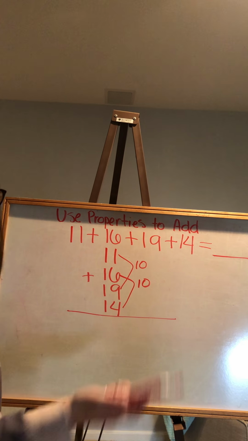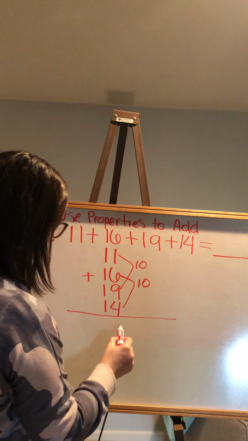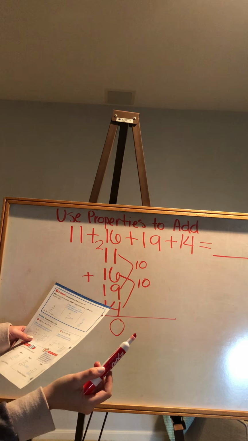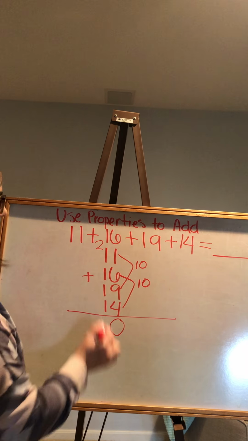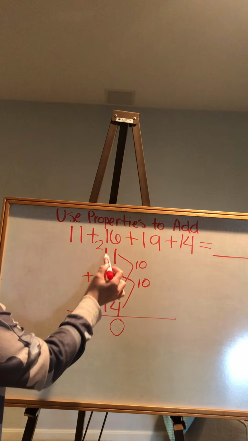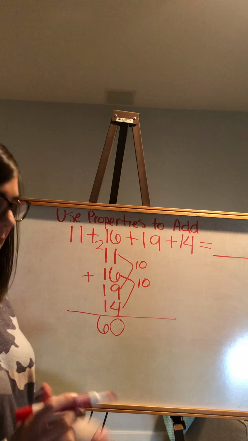So you guys know in your head instantly what 10 plus 10 is. So 10 plus 10 is 20. Put your 0 down, carry your 2. Easy peasy. Now, this is very easy to add. You shouldn't have to make it anything like we did on the other side. So 1, 2, 3, 4, 5, 6. So our answer is 60.